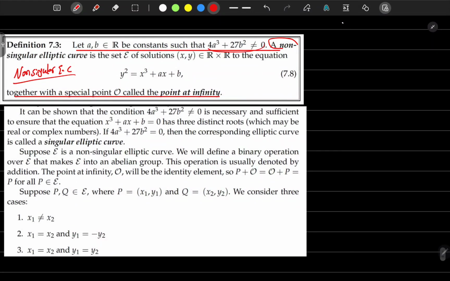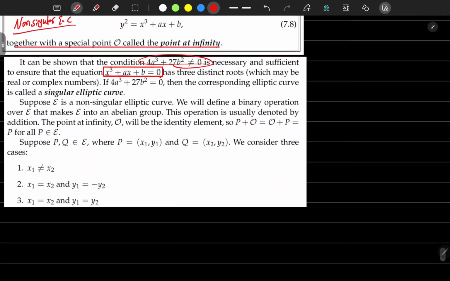By enabling this condition, the equation x cube plus ax plus b equals 0 will have three distinct roots. This is what it is saying. Suppose if 4a cube plus 27b square equals 0, then we call EC a singular elliptic curve. Non-singular means not equal to 0. Okay, let's go to the next line.